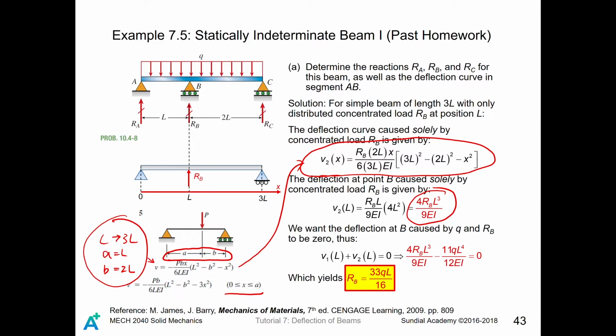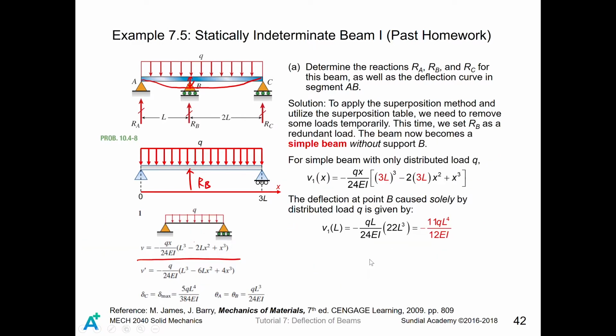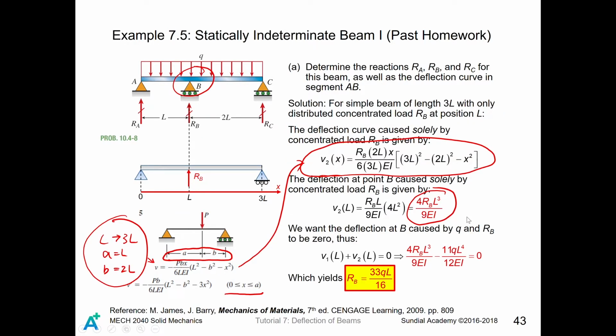Then by using the compatibility at point B, it says that the deflection caused by the distributed load as well as the single load RB, their sum equals 0. Okay, so by solving this equation, we obtain from the previous slide 11QL to the power 4 divided by 12EI, as well as 4RBL cubed divided by 9EI. Those are summed together and equal to 0. Eventually, we can solve for RB, which is 33QL divided by 16.